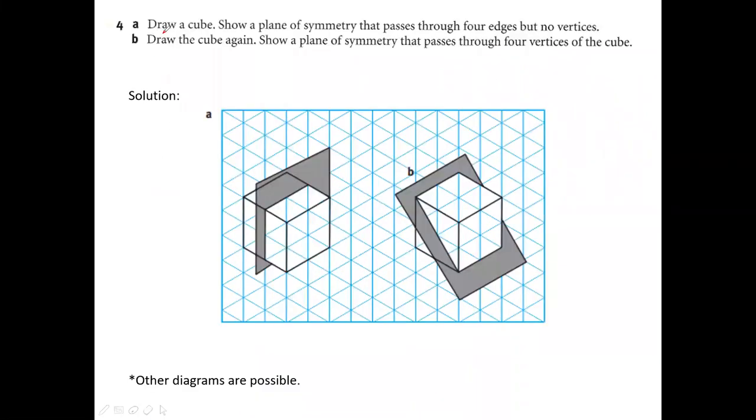First it is asking to draw a cube. Show a plane of symmetry that passes through 4 edges but no vertices. Passes through 4 edges, okay? But no vertices. It should not touch the vertex. Okay? Cube, you know how to draw a cube on isometric paper. Okay, he did not mention isometric paper, so you can draw it simply also. But if you draw on isometric paper, you will get it accurate, perfect. Okay, 2 centimeters.